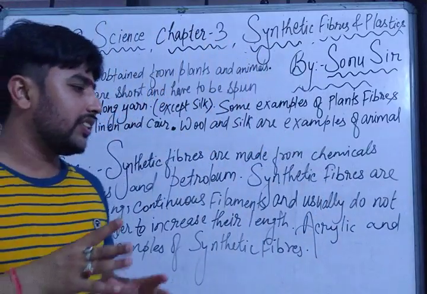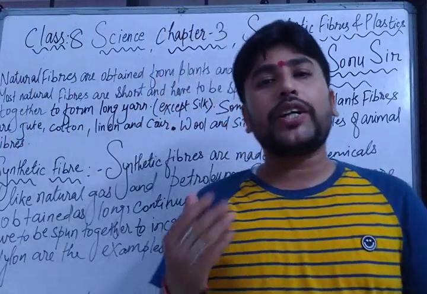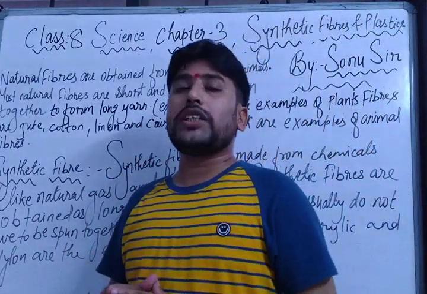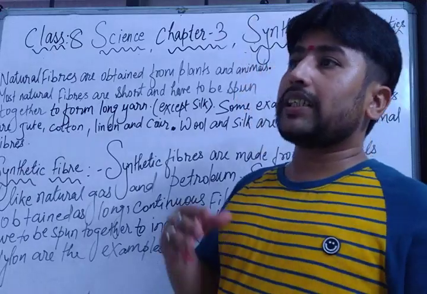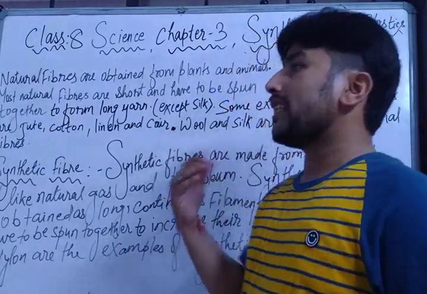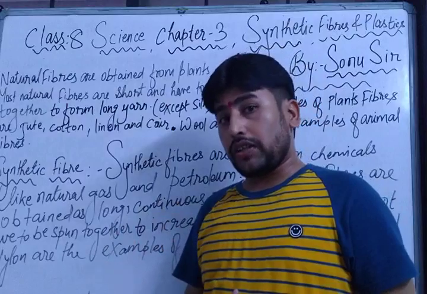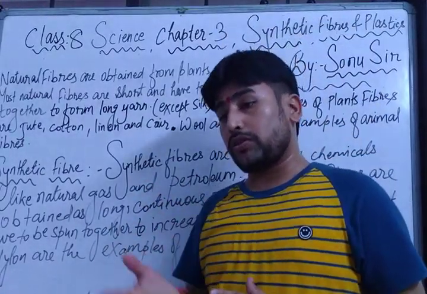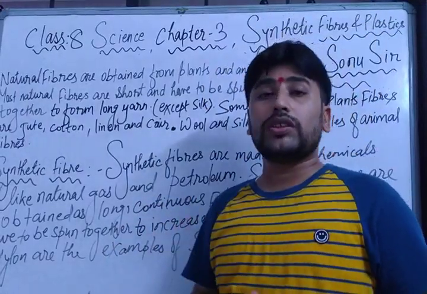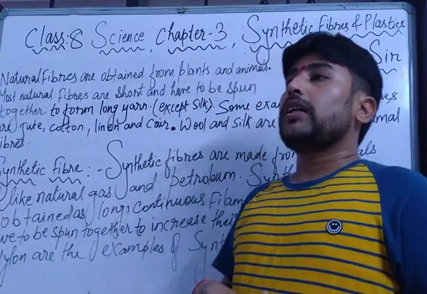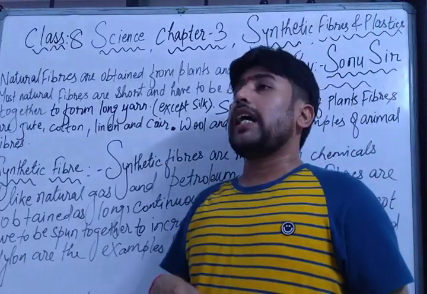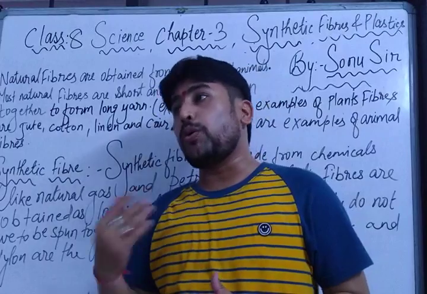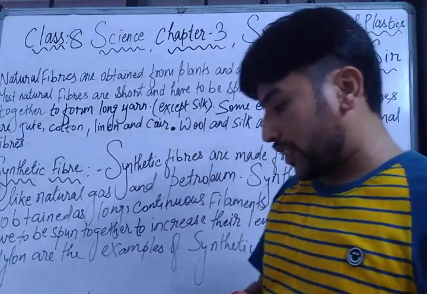Actually, what is there in this chapter? It's just an upgraded form of both standards. In class 6 we got knowledge about natural fibers like plant fibers, and in class 7 we took knowledge about natural fibers obtained from animals. In this chapter we are going to learn about fibers which are specially produced in industries from chemicals, meaning synthetic fibers, and the products of synthetic fibers. So let's start this chapter.